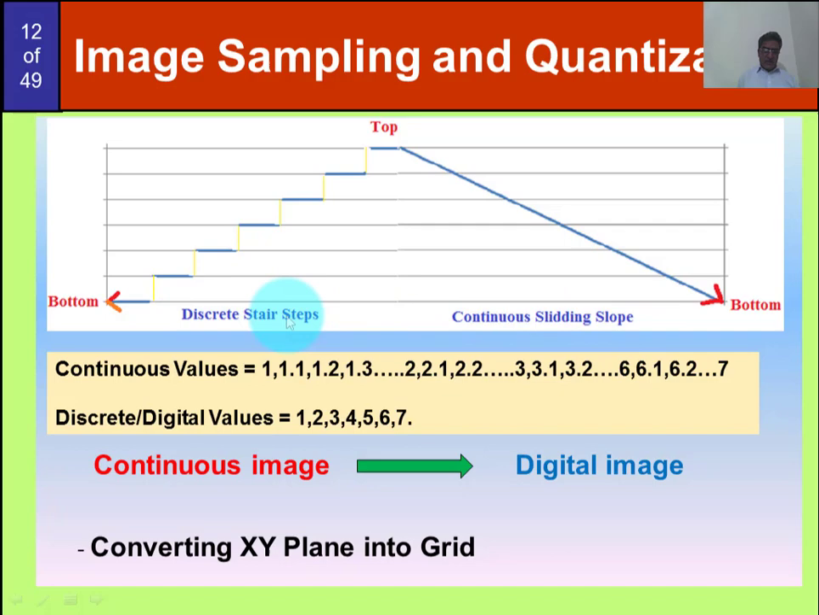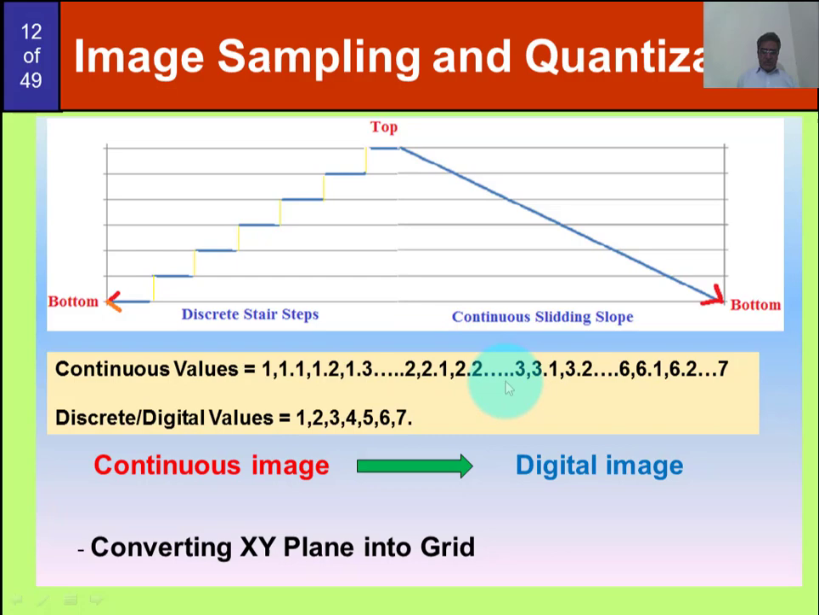Continuous values are those which include the discrete, that is digital, values 1, 2, 3, 4, 5, 6, 7, and also in between 1 and 2 there are many values which are float values: 1.1, 1.2, 1.3, 1.4 up to 1.9, and then it becomes 2. There are so many more, nearly 9 or 10 float values. Similarly, in between 2 and 3 there are also 2.1, 2.2, 2.3 float values.